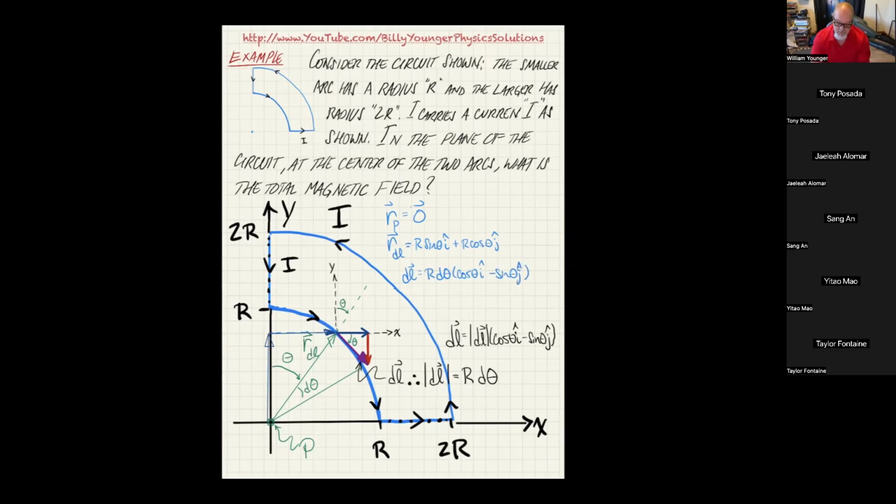Anybody have any questions with that? Now you can tell we're going to have to do this again for the little bit between R and 2R along the x-axis, and then for the arc from the x-axis back up to the y-axis, and then a little bit from 2R to R. We're going to have to do it again, but we should learn enough from this one where it'll make it a lot easier. So anybody have any questions on this?